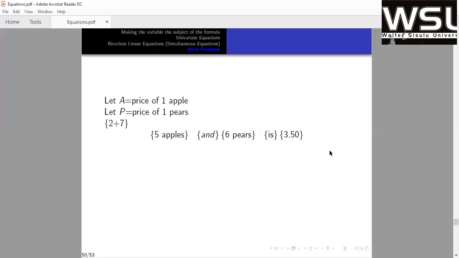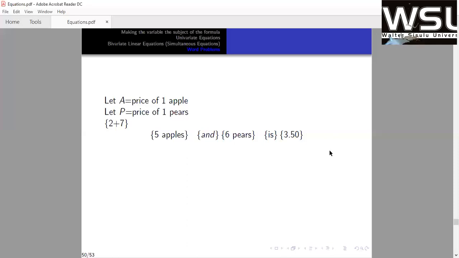Now, as always, you start with what you are given and what you are expecting to calculate: apples and pears. So let me find a variable for apples and a variable for pears so that I can better analyze the mathematics. We have A, which is the price of apples, because the question said how much, and then P, the price of pears. The first statement we're given is 5 apples and 6 pears is 3 rand 50.